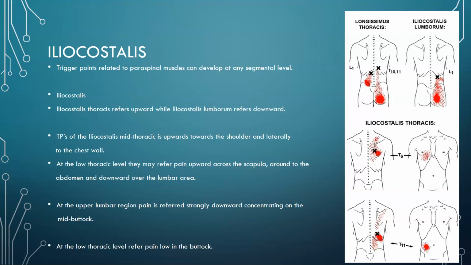Sometimes around that abdominal area, they'll almost say it's almost into their groin when you're palpating here. And at the upper lumbar region, pain is referred strongly downward, concentrating on the mid buttock. And at the low thoracic level, pain refers low in the buttock. One thing I want you to note about this T6 thoracis area is you can get some anterior discomfort in the chest as well.